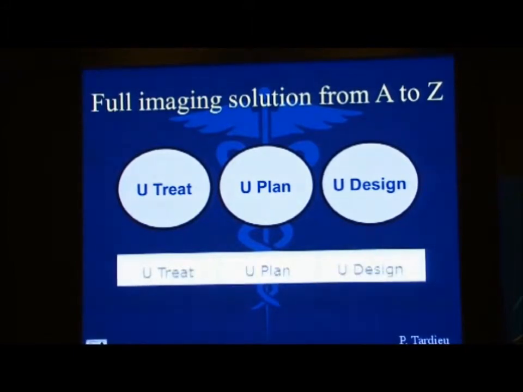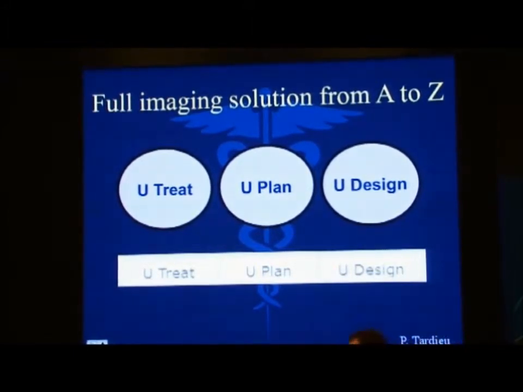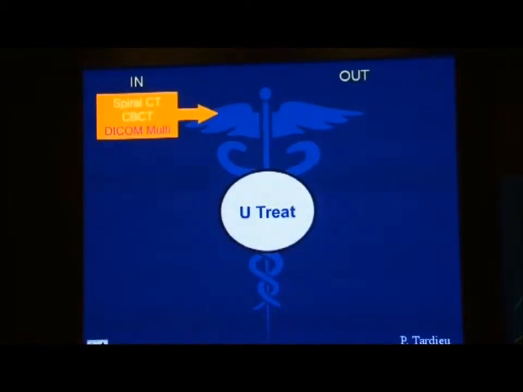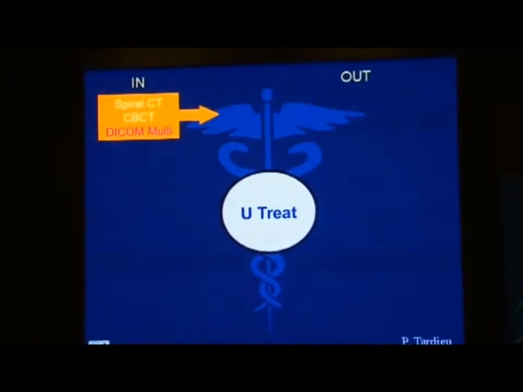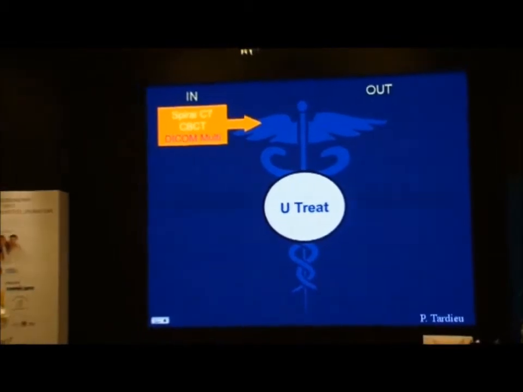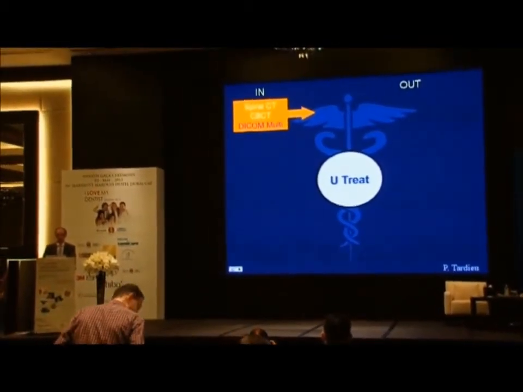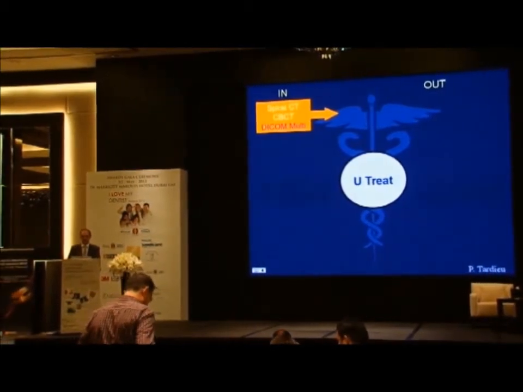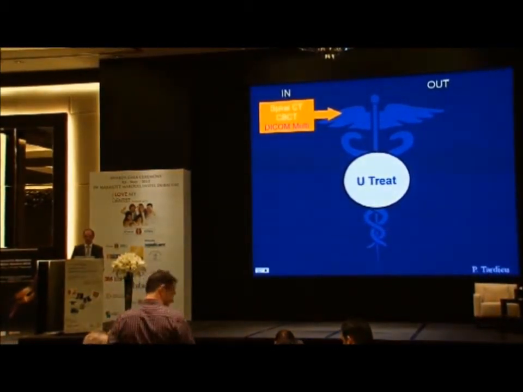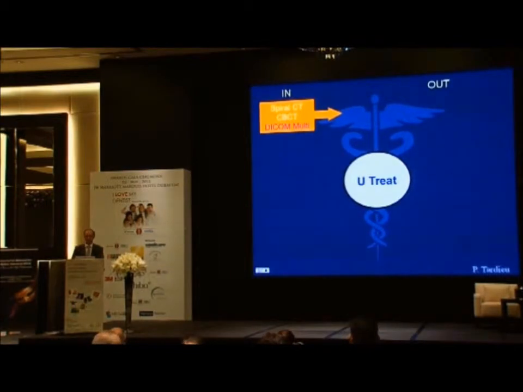So this is implemented in a program which is called AccuGuide. AccuGuide is for accuracy. So let's see what we can import. This platform is a fully open platform. We can import spiral CT scans. We can import DICOM files, multi-DICOMs coming from CBCT.